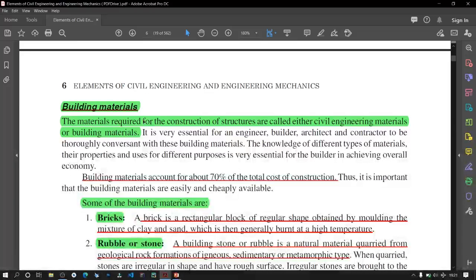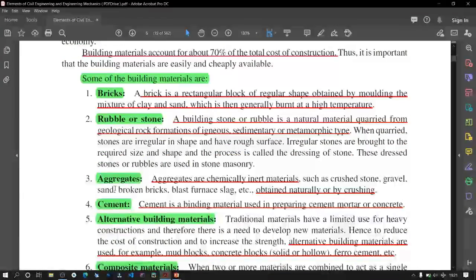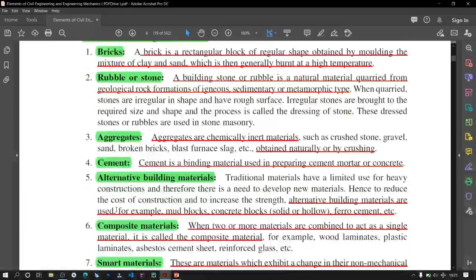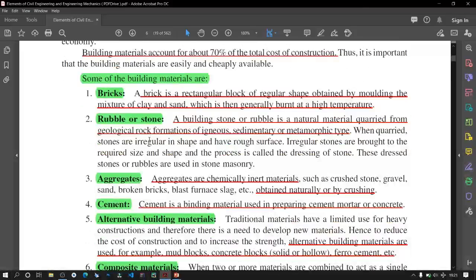So building material, you should write this. Some of the building materials are brick, stone, aggregate, cement, alternative building materials, composite materials, and smart materials. Brick, you know what it is. Stone, you know what it is. Aggregates, you can say one of the aggregates is tar.